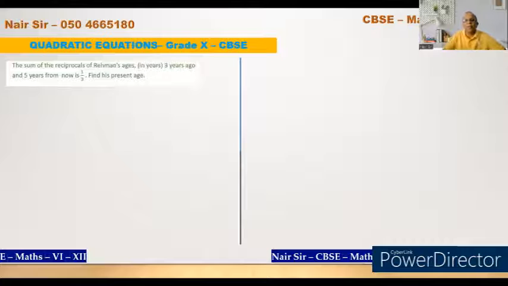So the sum of the reciprocal of Rahman's age 3 years ago and 5 years from now is 1 upon 3. Interesting question. They have not said anything about the mother or the father. They have said, what would be the age of Rahman? Let the age of Rahman today be X. What would be his age 3 years before? X minus 3.